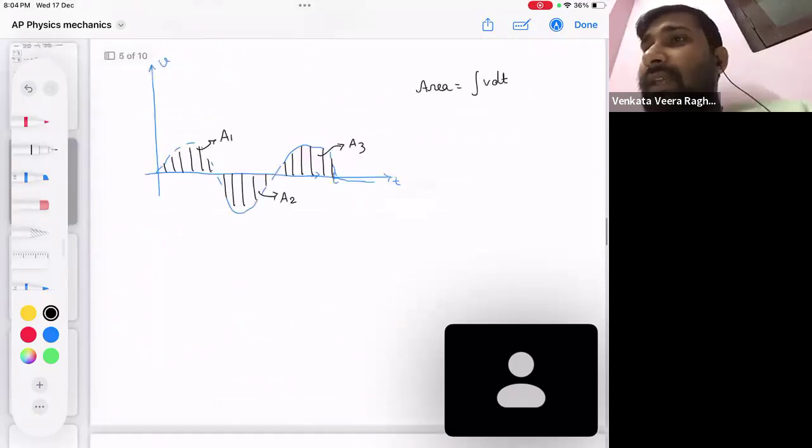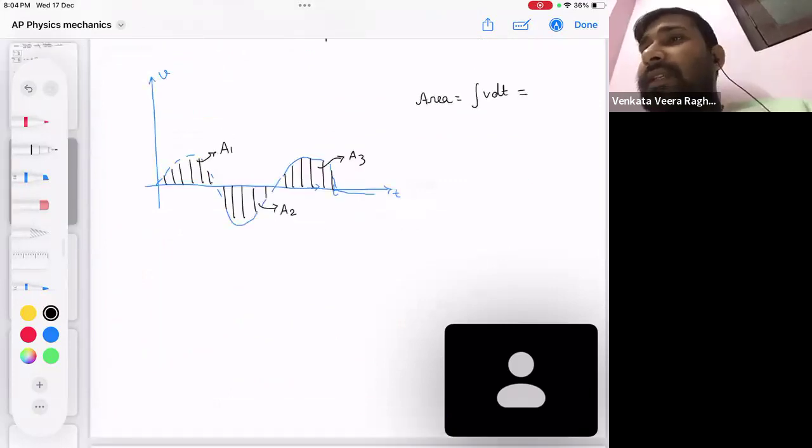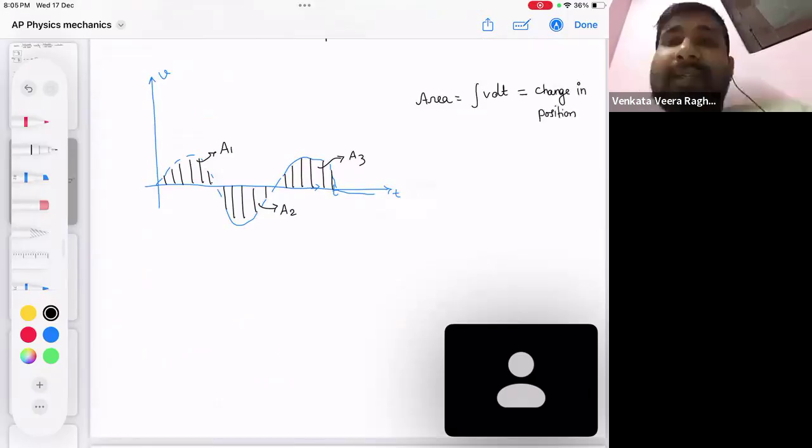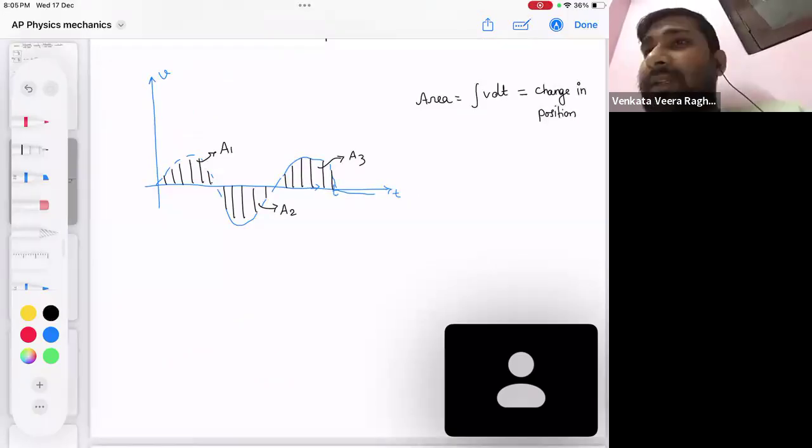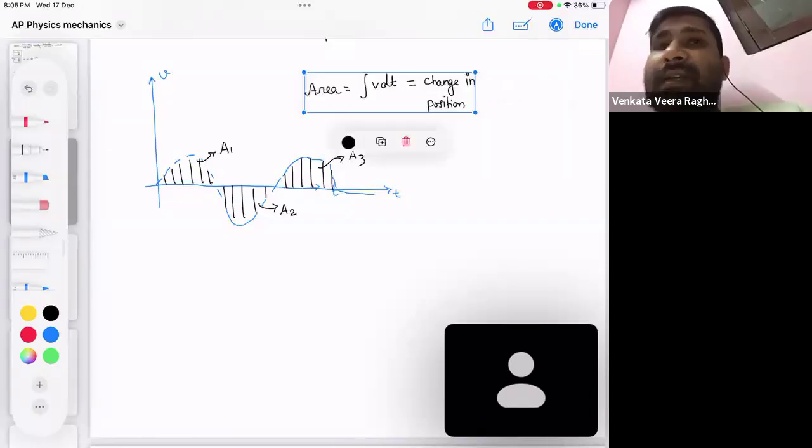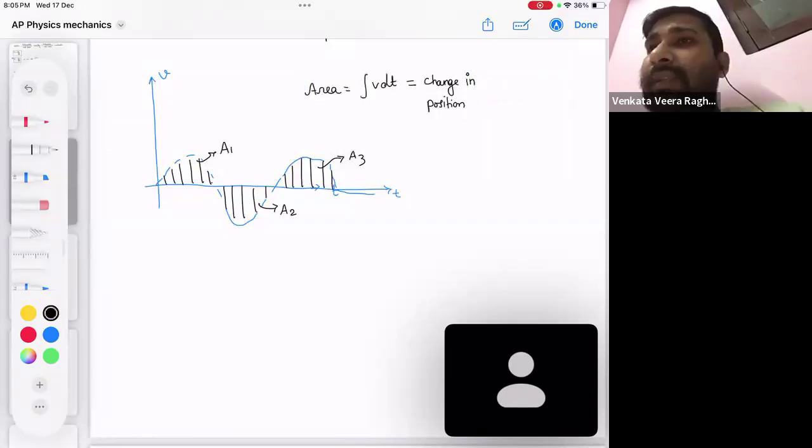Clear? So here the area represents what? Change in position, you can say that. Change in position is also called the displacement of the particle. So the area here represents the change in position, or it is also called the displacement.